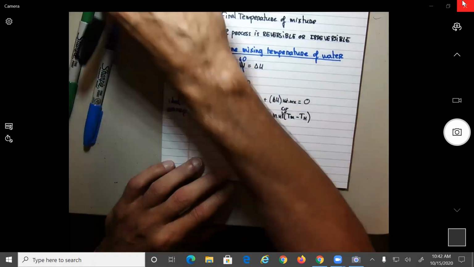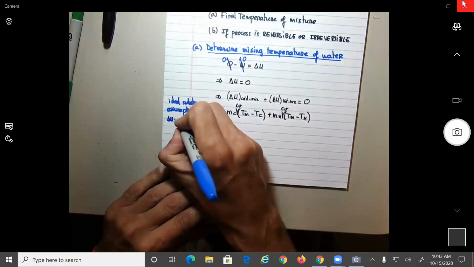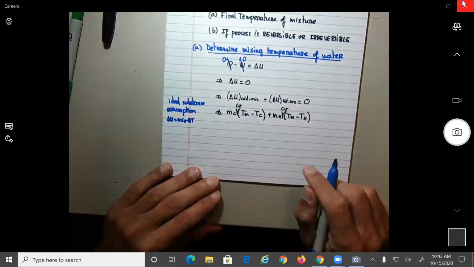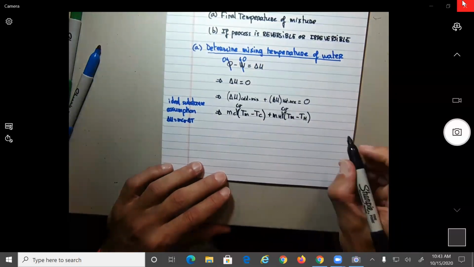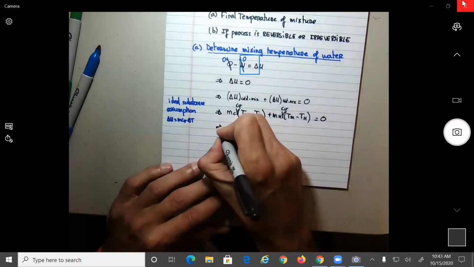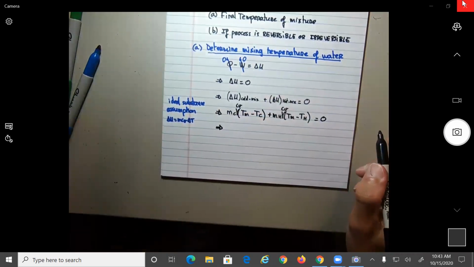Remember, the ideal assumption is that the change in internal energy is equal to m C_v delta T, for an ideal substance. So now this equation will give us what? This is equal to 0. So really the C_v is going to cancel out. It's not going to change anything. So this is going to give us what?